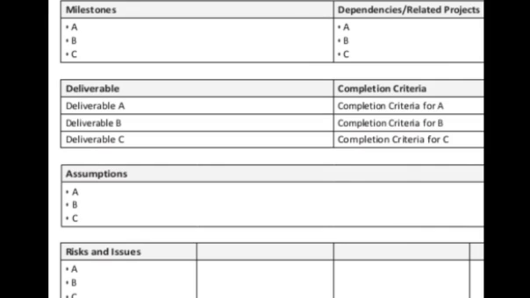You set your completion criteria for your first deliverable, you set for your second deliverable, and then you set for your third deliverable, and so on and so forth. So when the project sponsor comes, the things that you have agreed on as your completion criteria are the things he or she wants to see at that milestone that you have given. So that's what the completion criteria is talking about. Then the next thing is the assumptions.